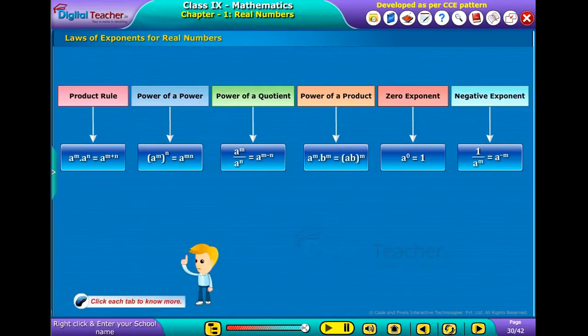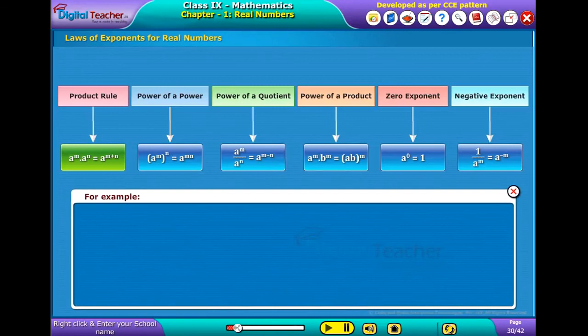Click each tab to know more. For example, let us consider 5^6 × 5^(−6). Using the laws of exponents, we can write it as 5^(6 + (−6)), which is equal to 5^0, in turn equal to 1.